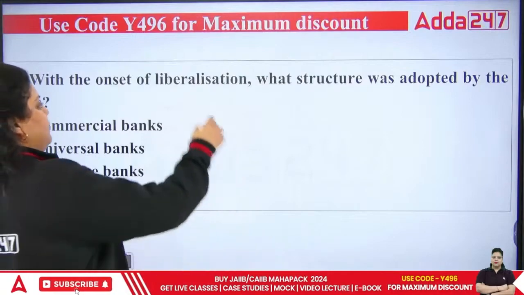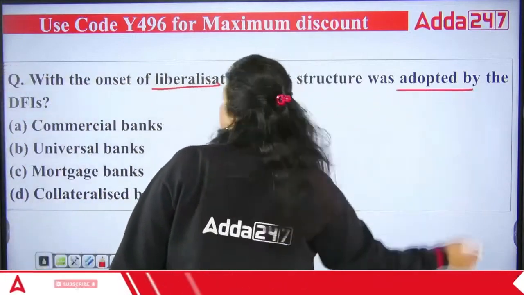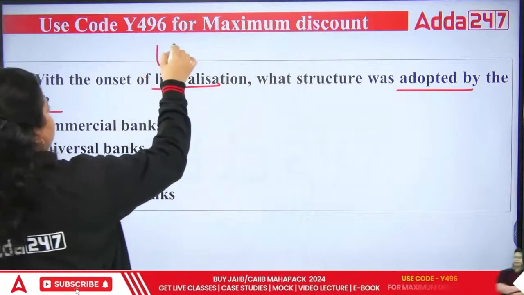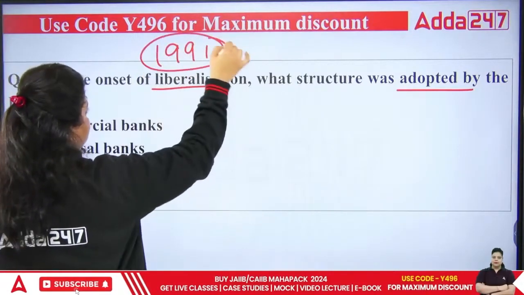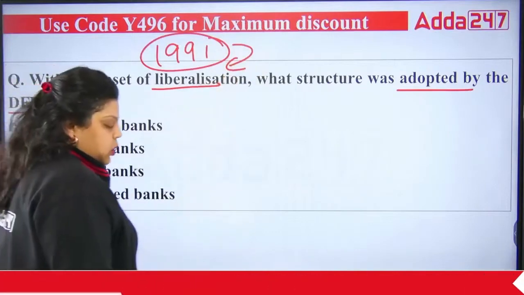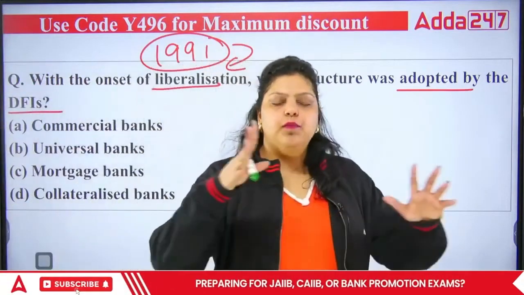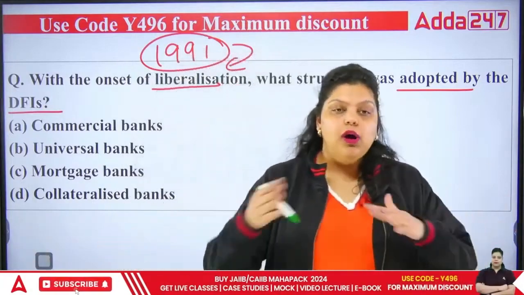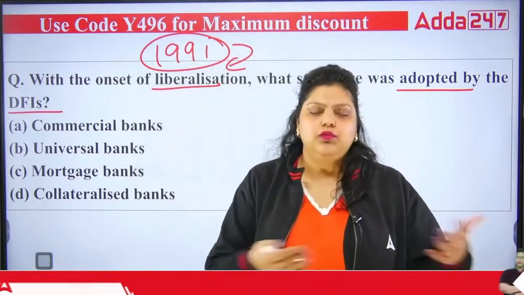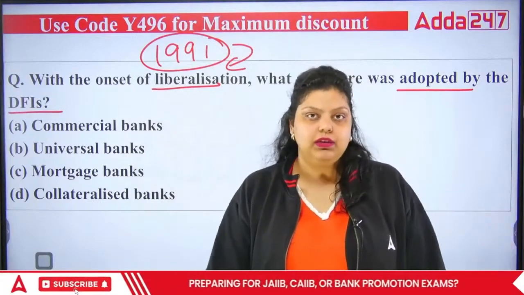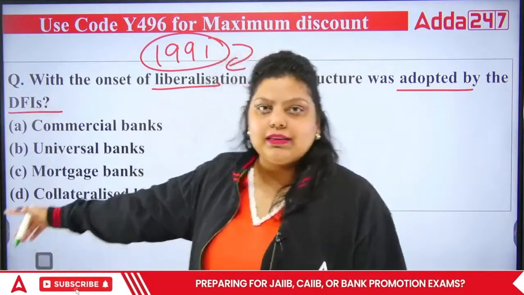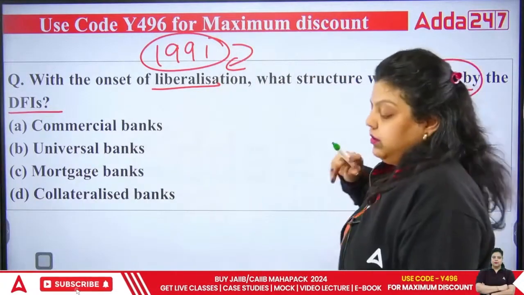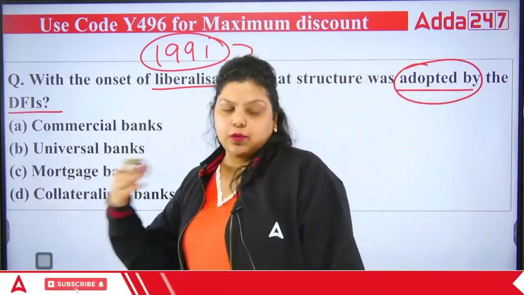Next. With the onset of liberalization, what structure was adopted by the development financial institution? So you know, in 1991, when we introduced the LPG policy, liberalization was done. When liberalization happened, a lot of policies, rules, regulations and restrictions were removed from all the financial system, from all the sectors of the economy. So this also happened in the banking system. So the development financial system adopted a new way of providing services.